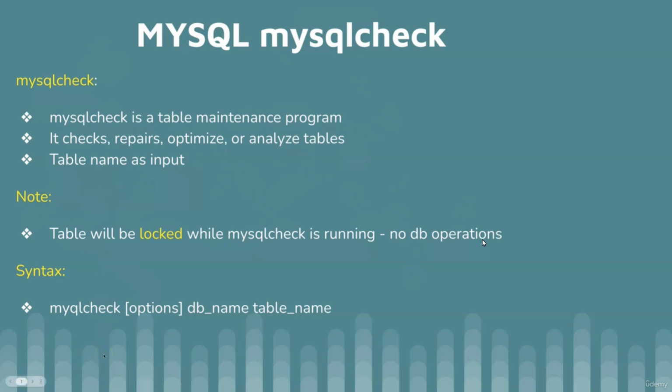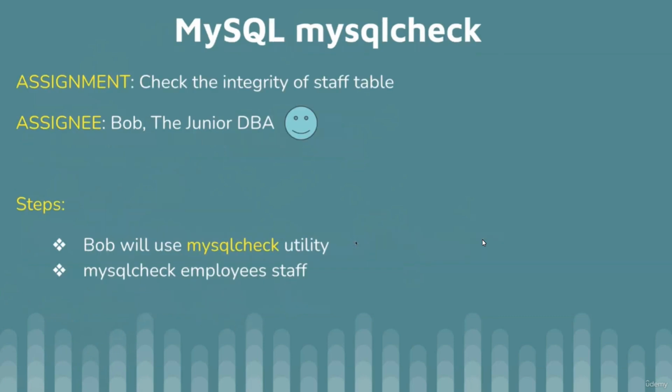The syntax is pretty straightforward, like any other MySQL program: mysqlcheck, options, database name, and the table name. So Bob got this new assignment that he needs to check the integrity of the staff table that we just populated. Bob is going to use this mysqlcheck utility and run mysqlcheck with the employees database name and the table name staff. So let's see how Bob will do this.